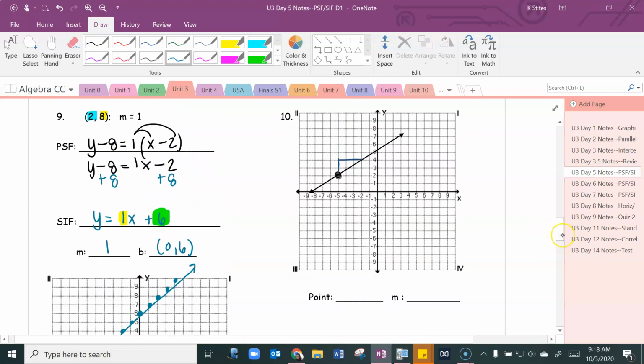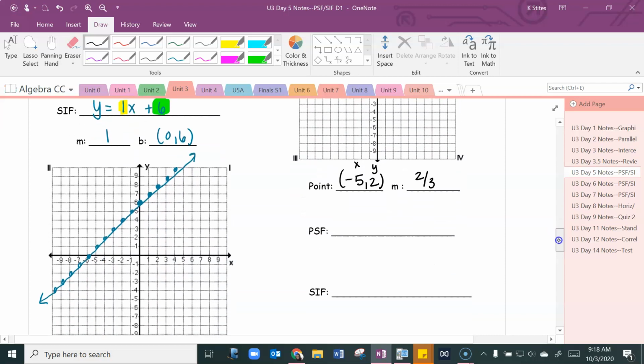All right, so now number 10, we're actually going to go backwards. This time I've given you the graph, and we're going to use this to write point slope and slope intercept form. So our point is this guy right here. It's at (-5, 2). Remember, for points, x comes first. And my slope, I've drawn this little triangle for you. I've gone up 2 and right 3. So that means my slope is a 2/3. Remember, up and then over.